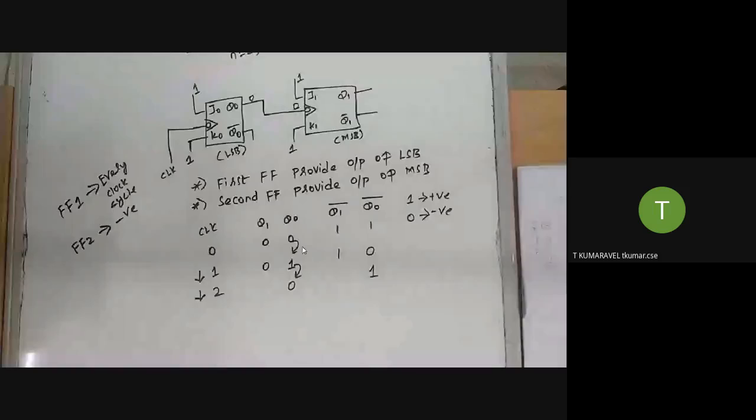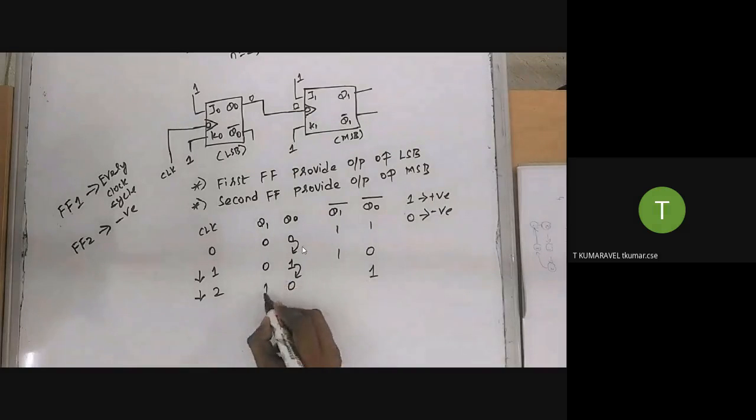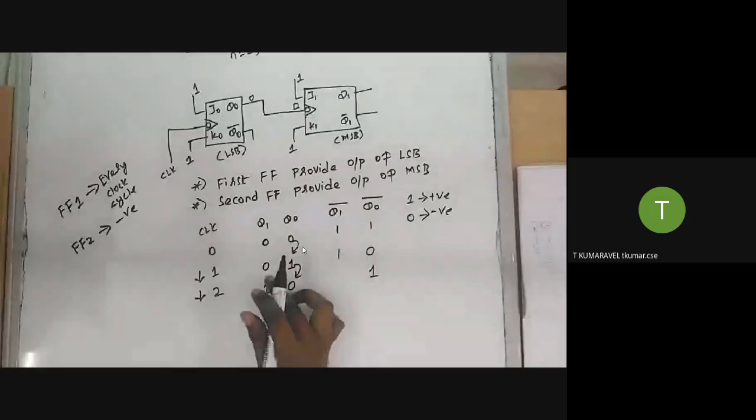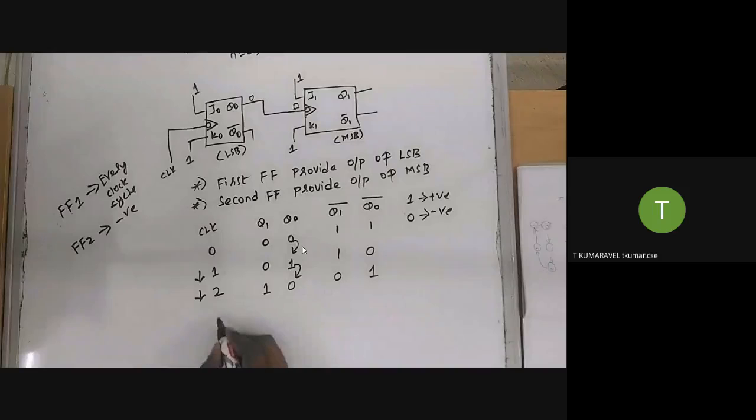Now it will get the input as a negative edge trigger, so it is going to function. What is the previous state? The previous state is 1, and the previous state is 0. It performed a double operation. So here 1. What is the value of Q bar? 0. Okay, next I provide the third clock cycle.